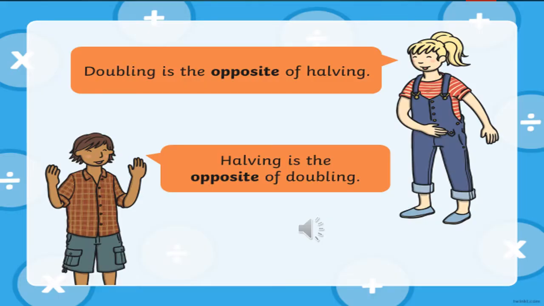Now students, this is a very important thing that you need to remember: doubling is the opposite of halving, or double is the opposite of half, and half is the opposite of double. Now we are going to learn how to halve numbers.